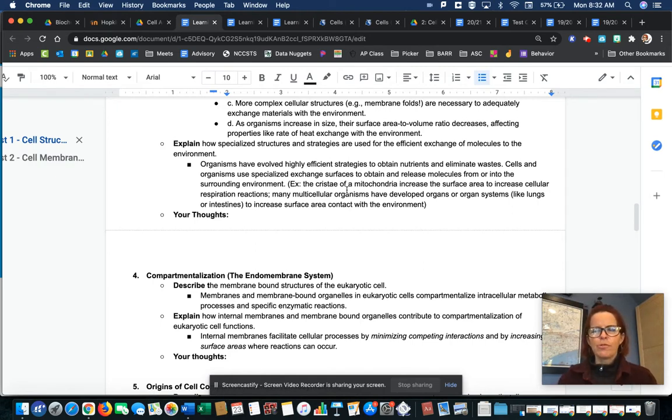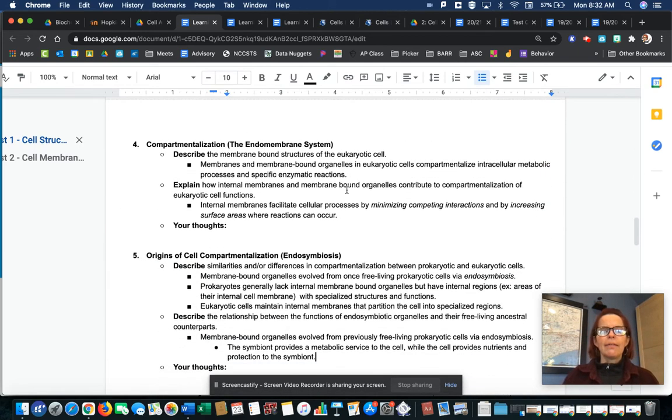I added the examples because I felt like that was a little bit like, what? So here's an example of a specialized structure. The cristae, the folds in a mitochondria, increase the surface area on which reactions can be occurring. That's one example. And then many multicellular organisms have developed organs or organ systems like lungs or intestines, for example, to increase surface area contact with the environment. So lungs increase the surface area for exchanging gases. Intestines increase the surface area for the absorption of nutrients.